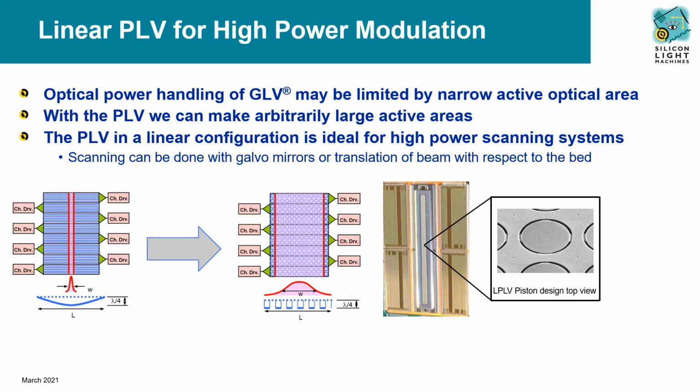The PLV may also be operated in a linear manner, similar to the GLV, with a device we call the linear planar light valve, or LPLV. However, we can make arbitrarily large linear pixels as compared to the GLV to meet very high power demands. The pixels may then be focused down to create a linear pattern that is scanned across a media for material processing applications.